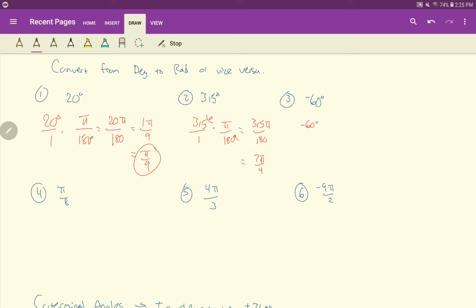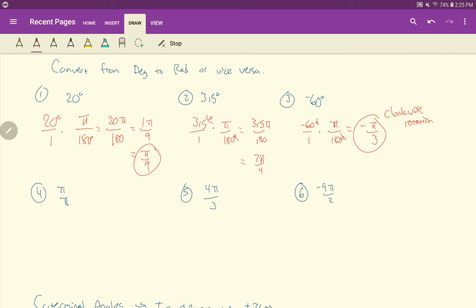Now negative 60. Don't fret if it's negative. We'll just do negative 60 over 1, and again we'll multiply by pi over 180 degrees. Again, the degrees will cancel because we have a degree in the numerator and the denominator, so that unit will cancel out. And then negative 60 divided by 180 will simplify to negative pi over 3. So we still have that negative in there, indicating that if we were to write this angle out, it would be a clockwise rotation, because it's a negative angle.